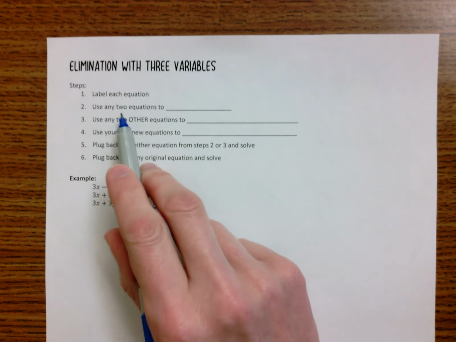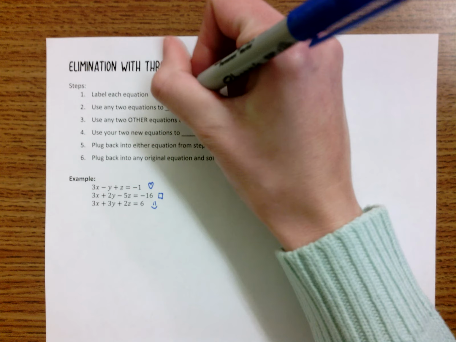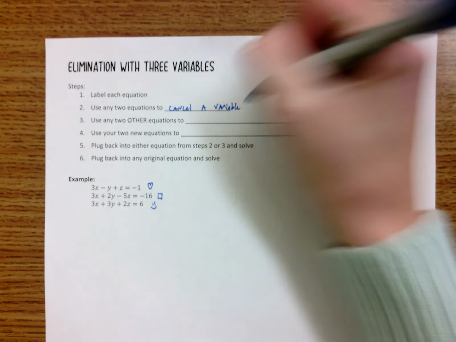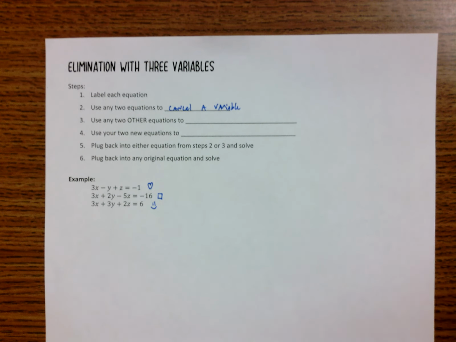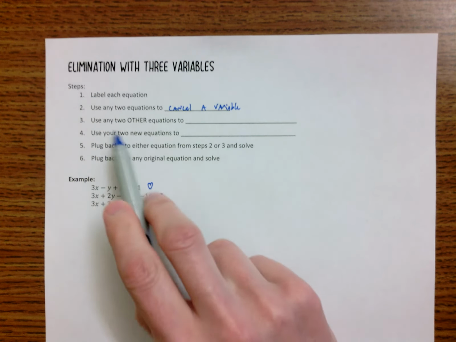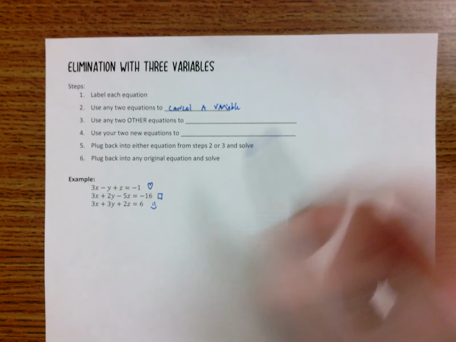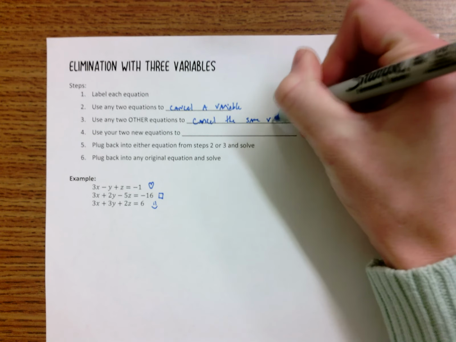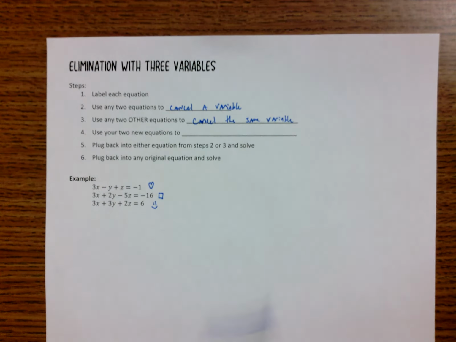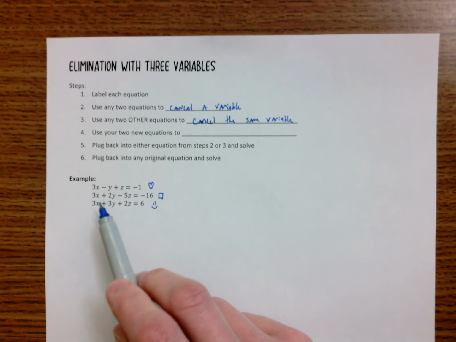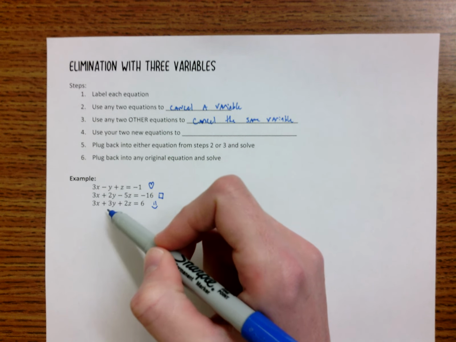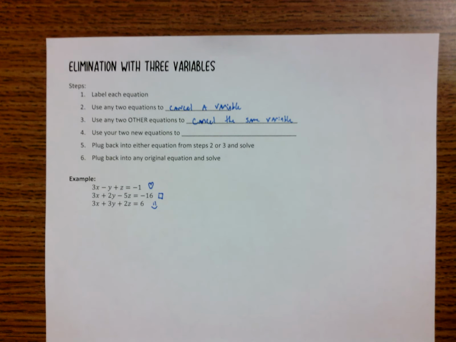What we're going to do is use any two equations to cancel a variable. It does not matter which one. You can choose whichever one's the easiest, with one little caveat. Then we're going to use two other equations to cancel the same variable. So basically I want to figure out one letter that I can use two equations to cancel, and then use the other two to cancel it again. So we're going to do canceling twice: the same letter, but two different pairs of equations.